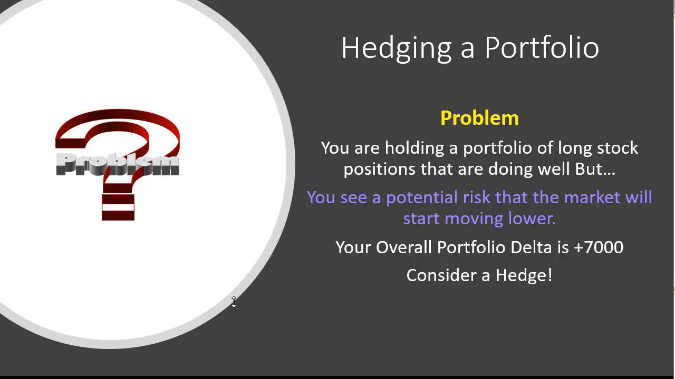You add up all of your deltas. By the way, Thinkorswim does that for you automatically, guys. It adds up all your deltas. You have a 7,000 delta position, plus 7,000. What can you do to hedge off that risk? And I'm not talking about just one individual position now. I'm talking about the entire portfolio. Okay.